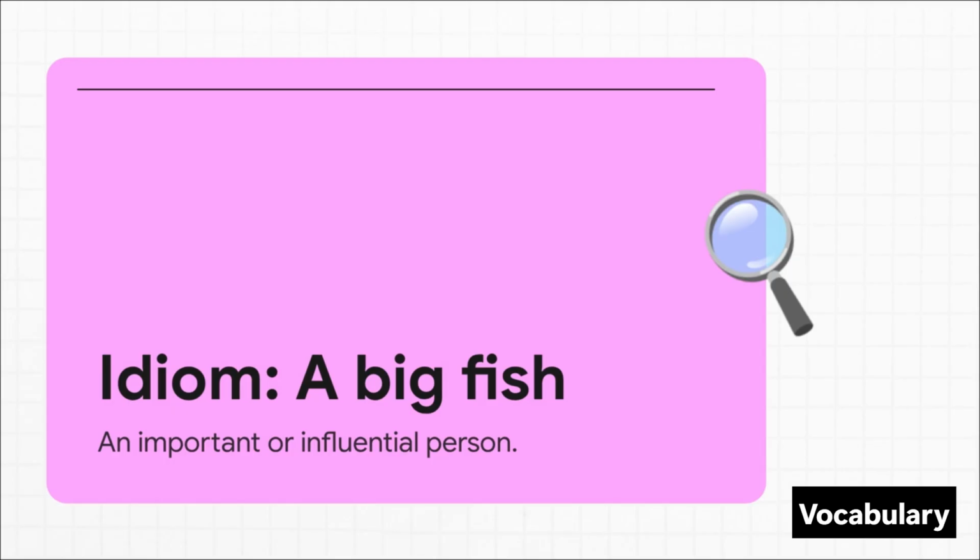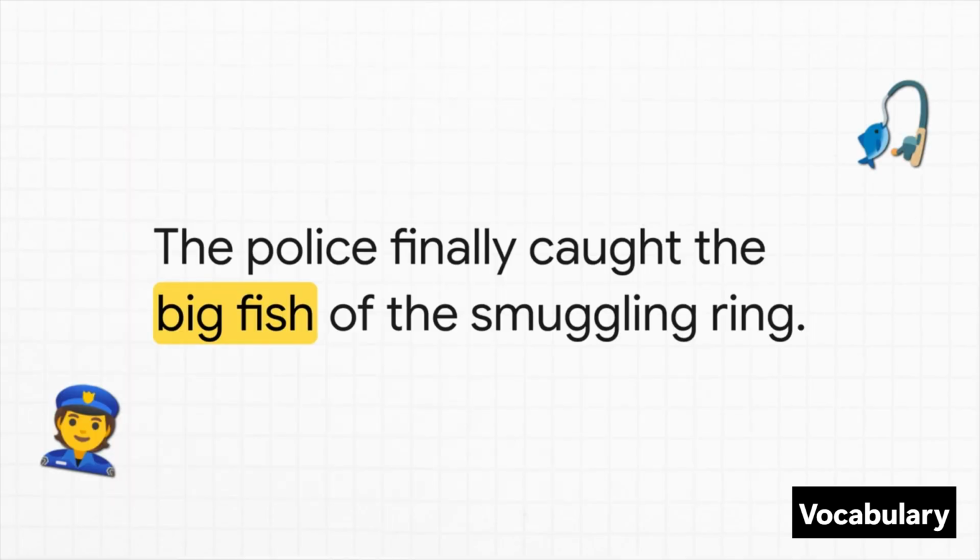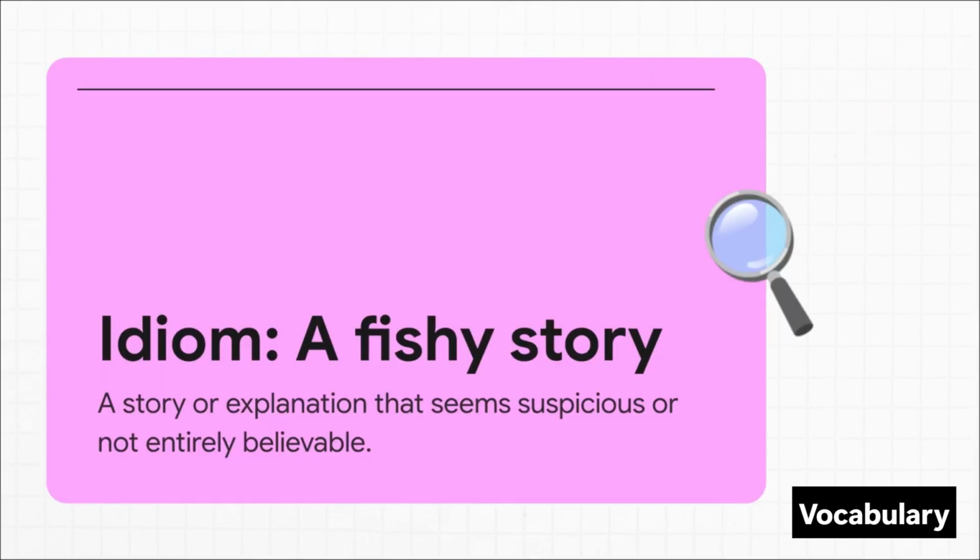fish means a very important or powerful person. A perfect example would be, the police finally caught the big fish of the smuggling ring. Here, big fish clearly means the most important person, or the mastermind of that ring. And our last one for today is a fishy story.